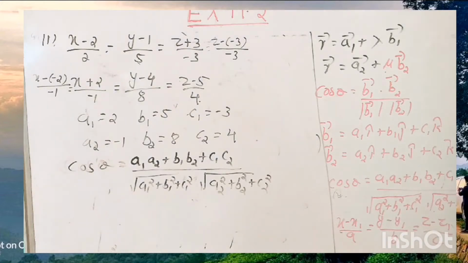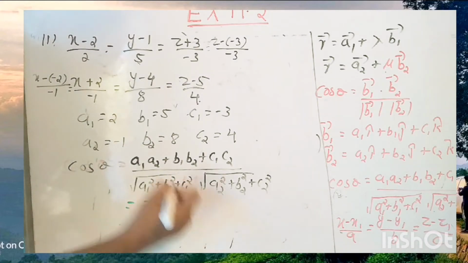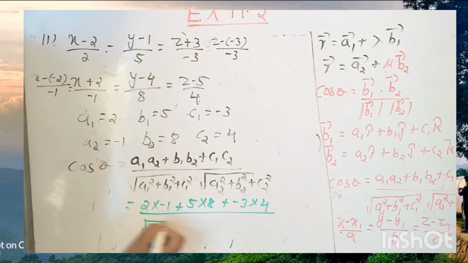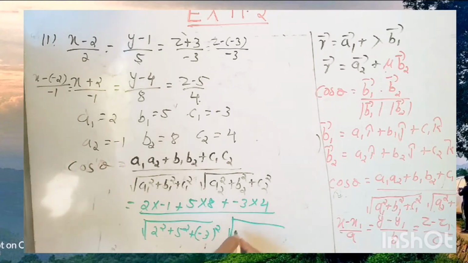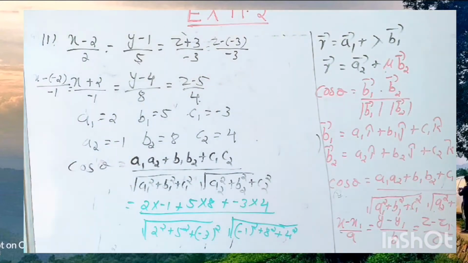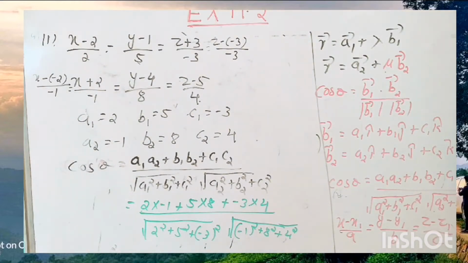Now just substitute the values. We have all those values, so we get cos theta equal to 2 into minus 1 plus 5 into 8 plus minus 3 into 4, divided by square root of 2 square plus 5 square plus minus 3 all square, into square root of minus 1 square plus 8 square plus 4 square.